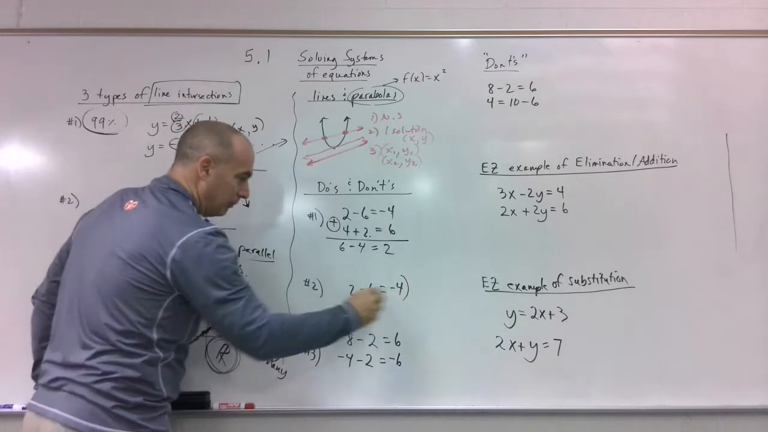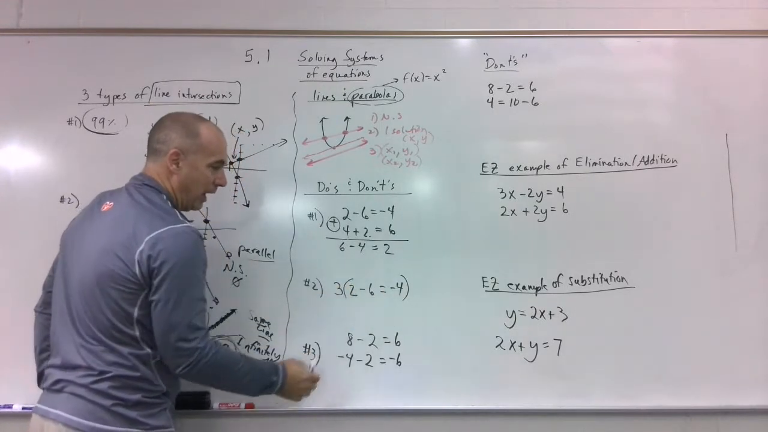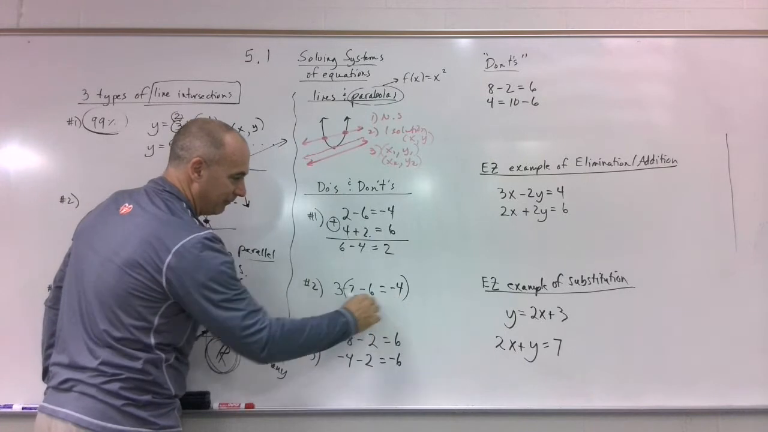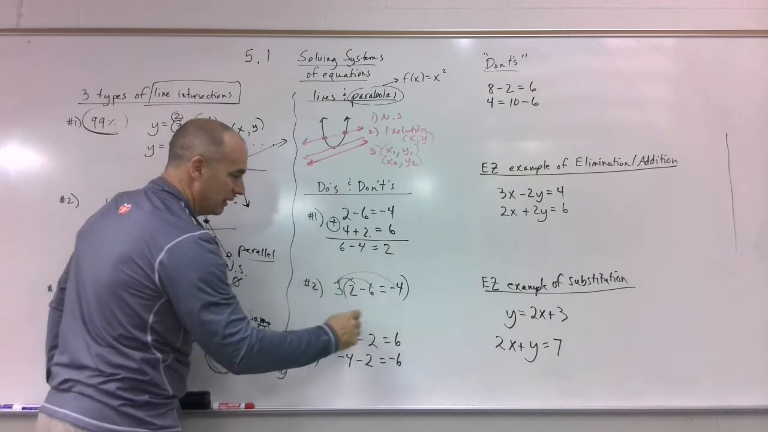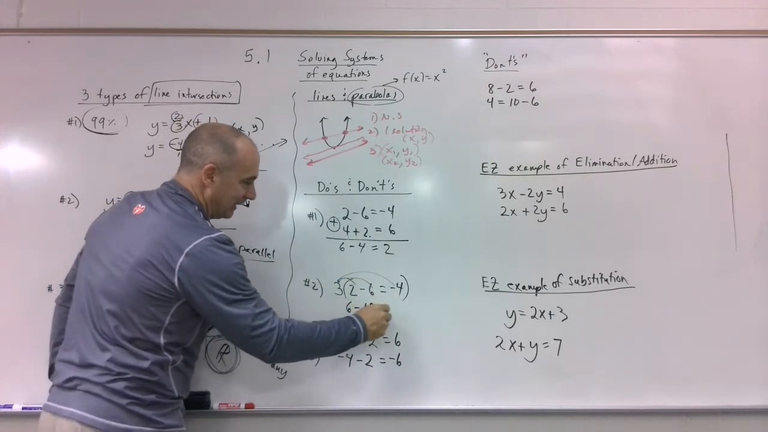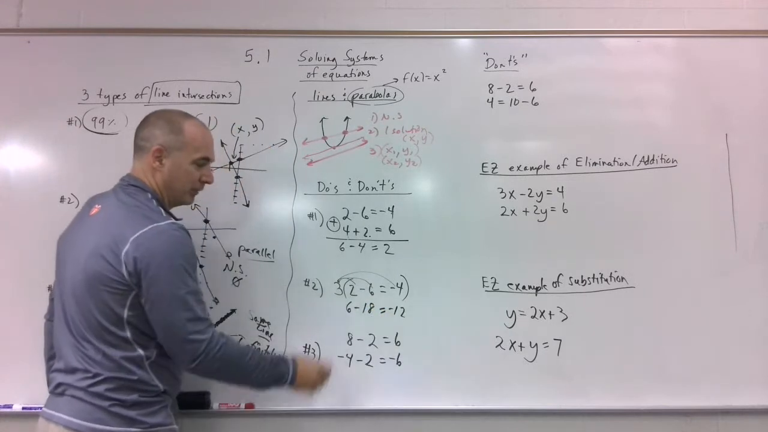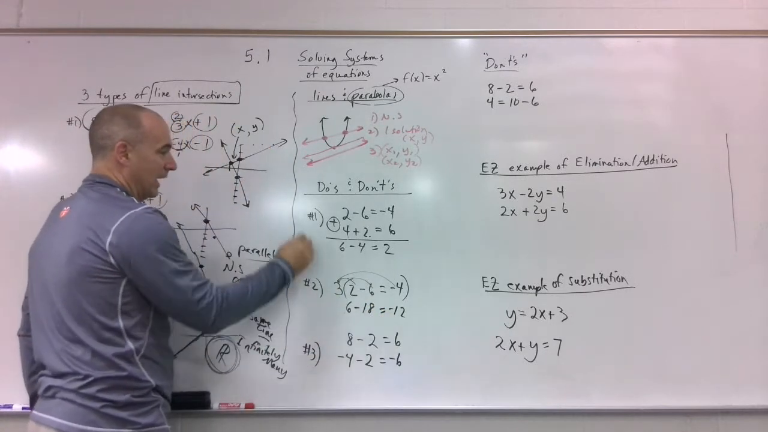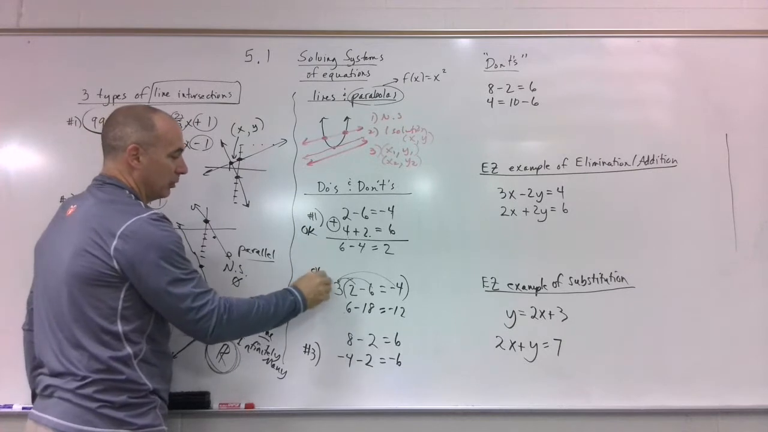How about just multiplying any equation by anything I want? See, 2 minus 6 is negative 4. I'm just going to triple every value. So I get 6 minus 18 equals negative 12. Yep, this must be okay. So I'll put okay, this must be okay.